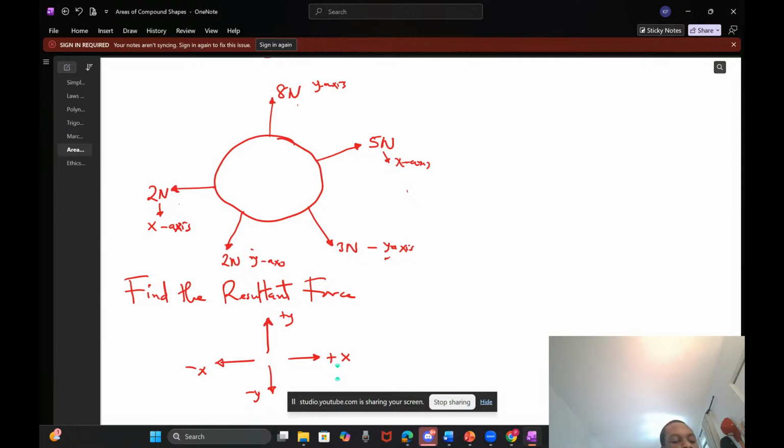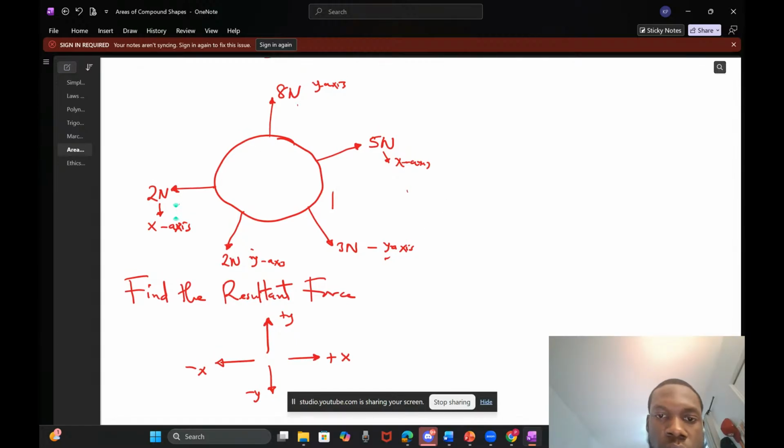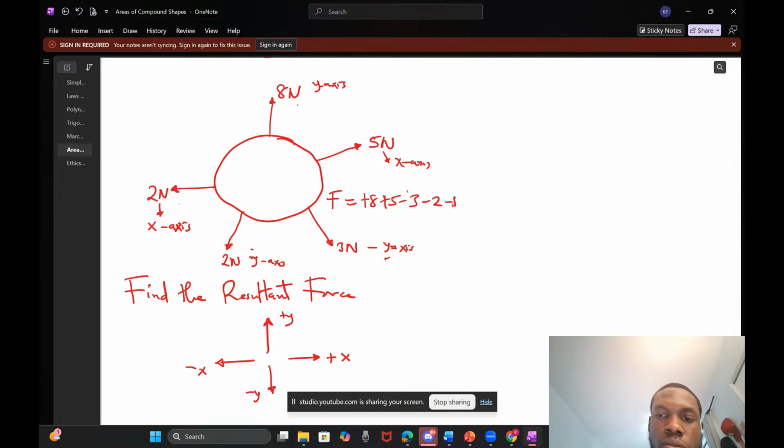Okay, the 2 minutes mark has passed, so let me just give the answer. So the resultant force will be: 8 is positive y-axis, so that's 8 plus 5, that's positive x-axis, minus 3, minus 2, minus 2. Okay, so 8 plus 5 is 13. 13 minus 3 is 10. 10 minus 2 is 8. 8 minus 2 is 6. So the answer is 6 Newtons.